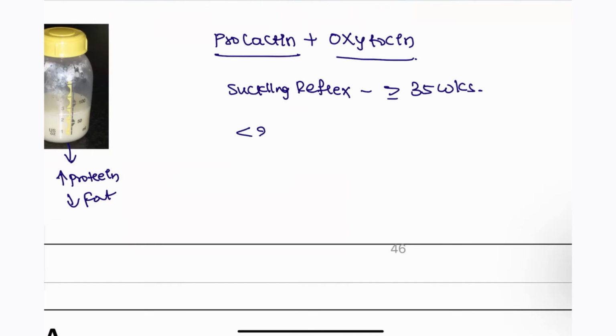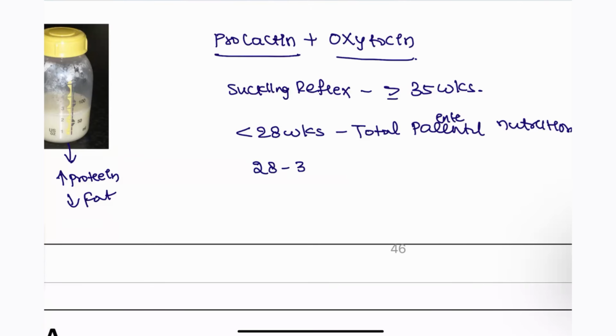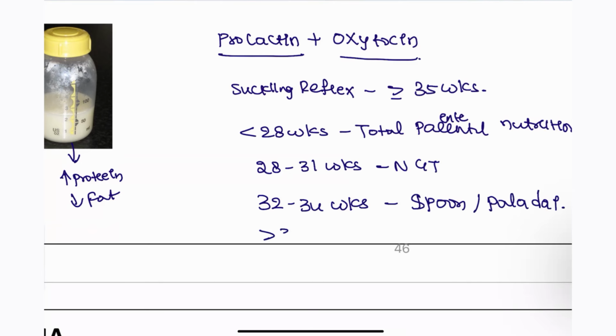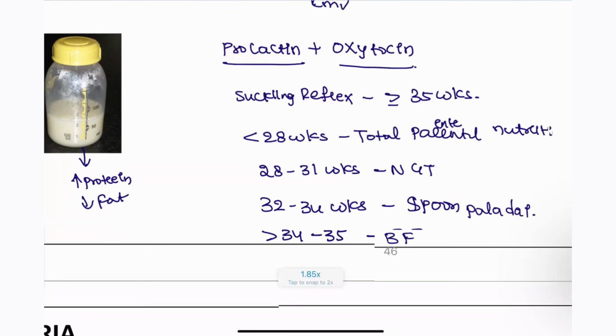For babies born at less than 28 weeks, we have to go for total parenteral nutrition. That means via IV you have to give. For 28 to 31 weeks, it is given through an NGT tube. Next, for 32 to 34 weeks, a katori spoon or paladai is used. For more than 34 to 35 weeks, you can give breastfeeding exclusively for this patient.